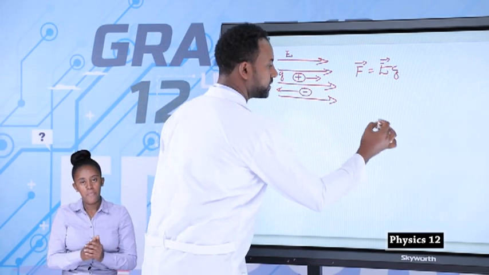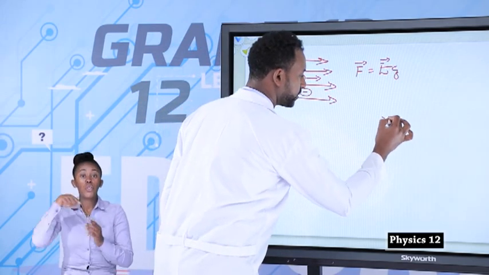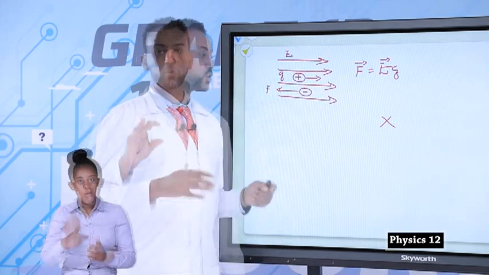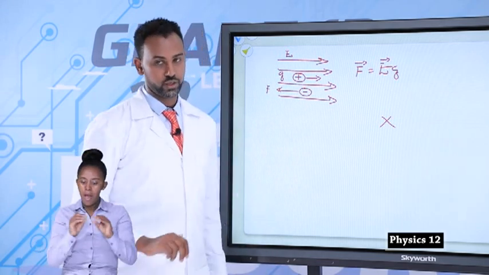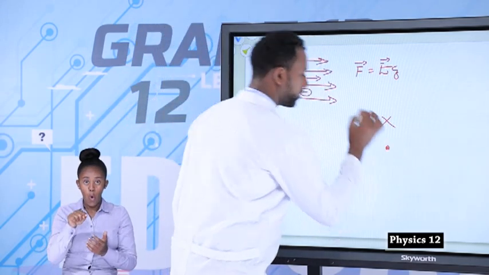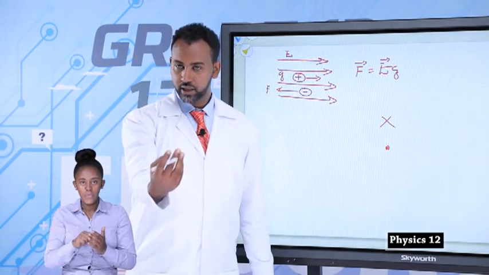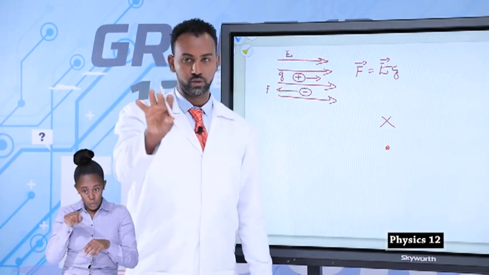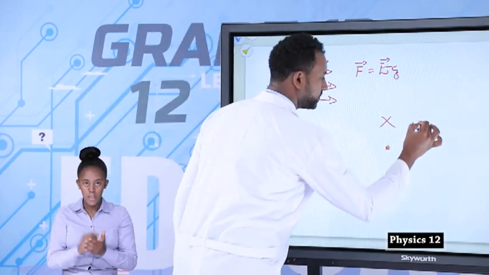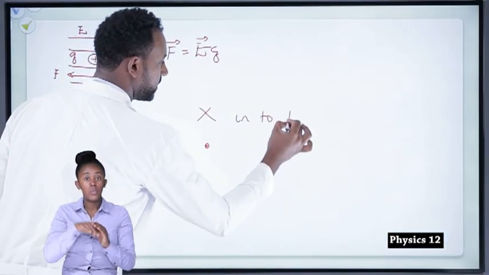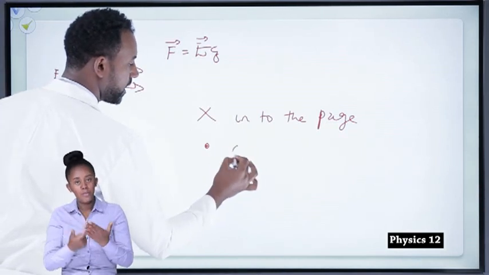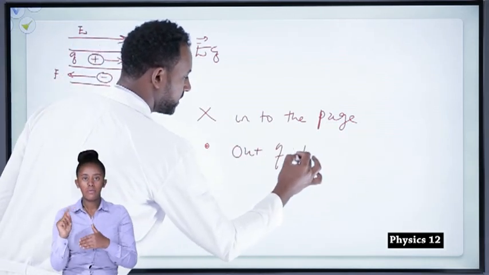To represent into the page, it's possible to use a cross. So whenever we use a cross from this time on, it shows that the magnetic field is acting into the page. And whenever we use a dot, we are saying that the magnetic field is moving towards you, out of the page, out of the screen.